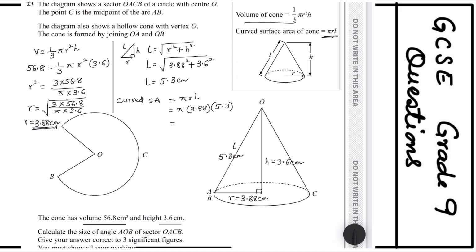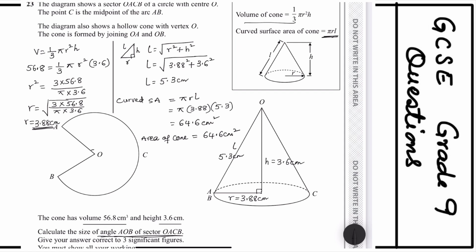So enter this in the calculator. Curved surface area will be 64.6 centimeters square. This curved surface area is the same as the sector area. So the sector's area is also 64.6 centimeters square. So the area of the sector is 64.6. That is the area of the sector, not the area of the cone.